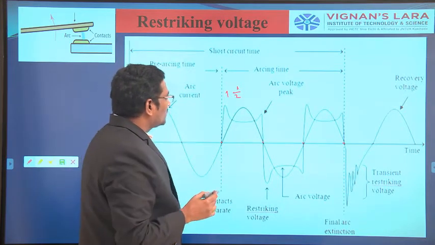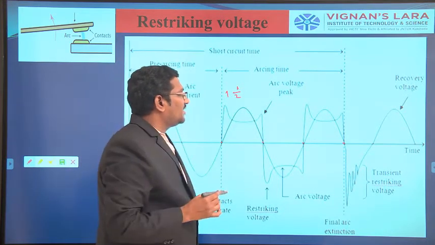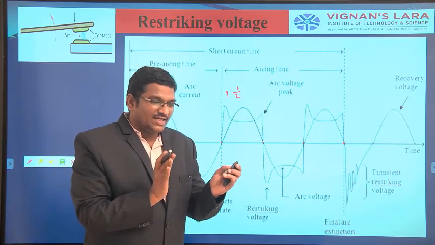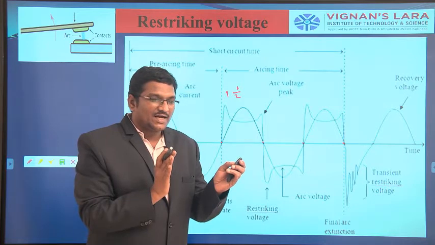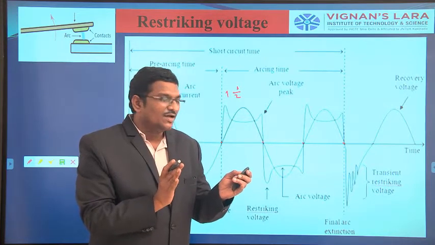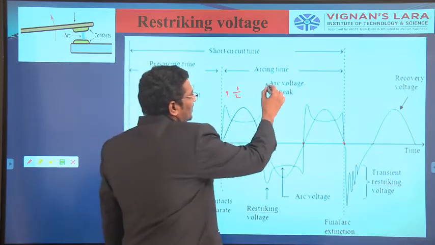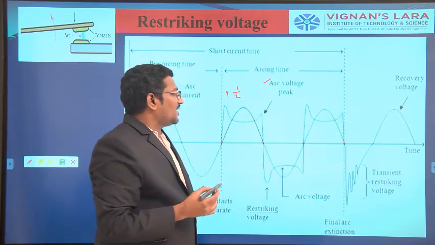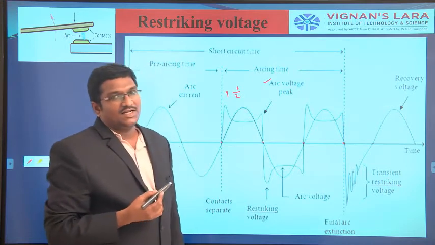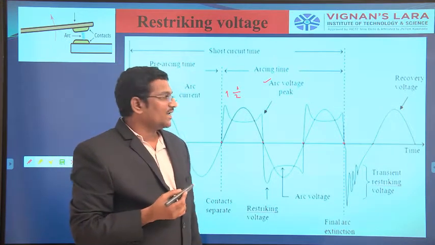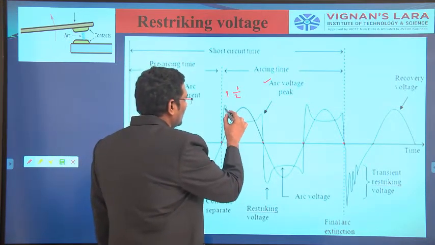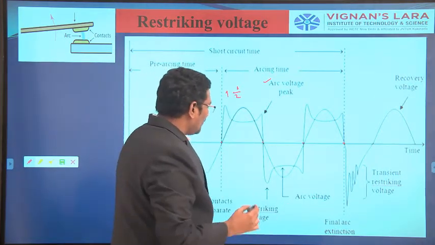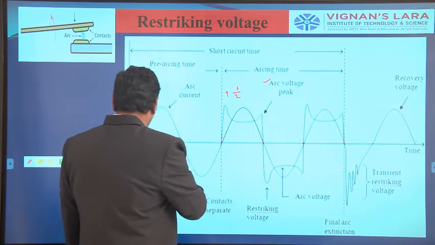The voltage that appears across the circuit breaker contacts during the arcing period is called the arc voltage. The arc voltage is not sinusoidal. It is of a non-linear nature. If you see the waveform, it is non-linear.